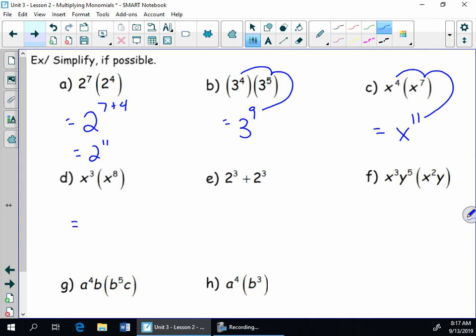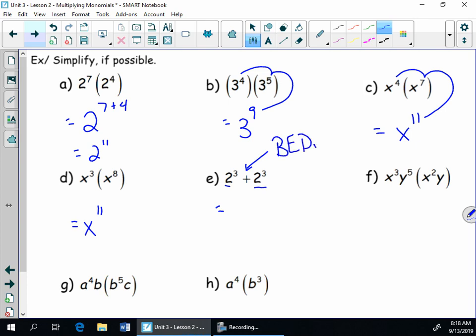Right, x to the 3, x to the 8, same bases, multiplying, x to the 11. 2 to the 3 plus 2 to the 4 is, bases are the same, but I'm not multiplying. If I'm not multiplying, I can't use that rule. The rule was it has to be multiplying. So what do I have to do instead? This is a trick question.